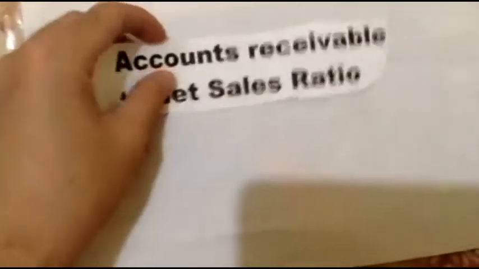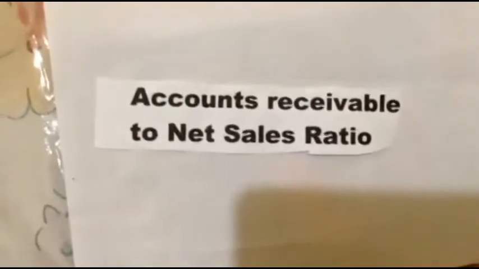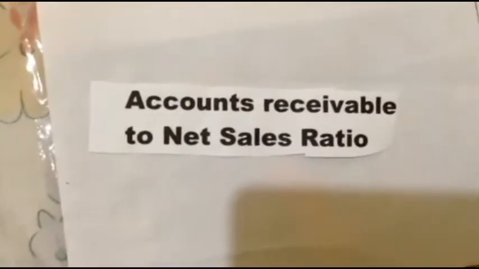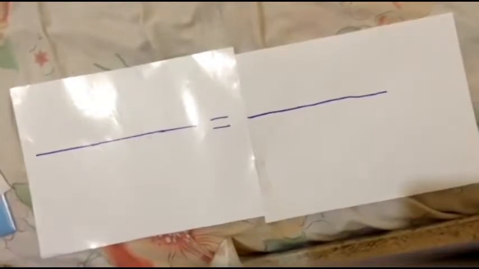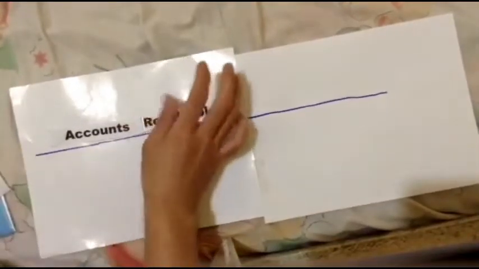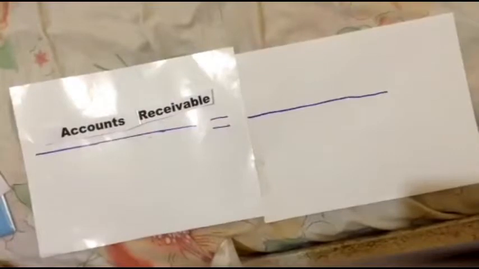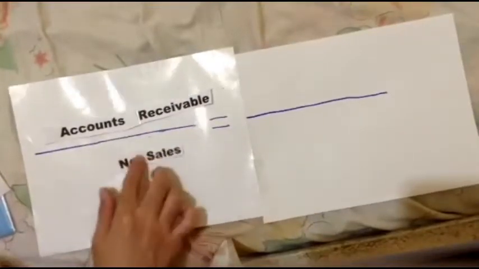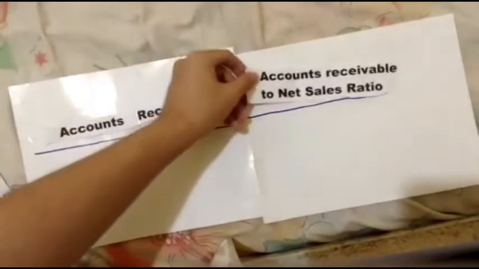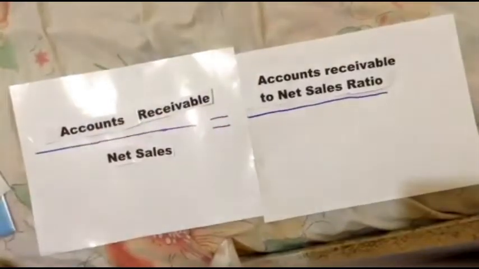And lastly, we will also be discussing the accounts receivable to net sales ratio. In order to get the accounts receivable to net sales ratio, all we have to do is use the formula of accounts receivable over the net sales equals accounts receivable to net sales ratio.